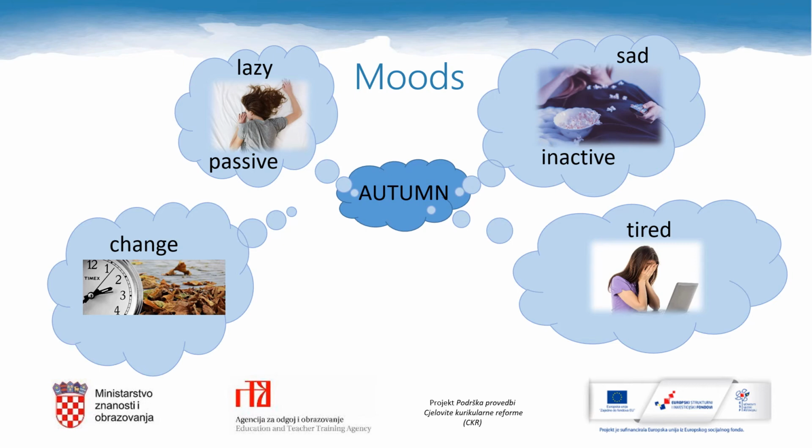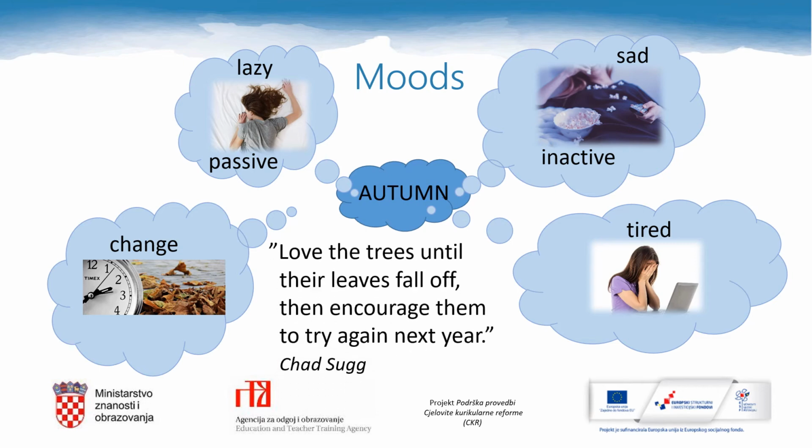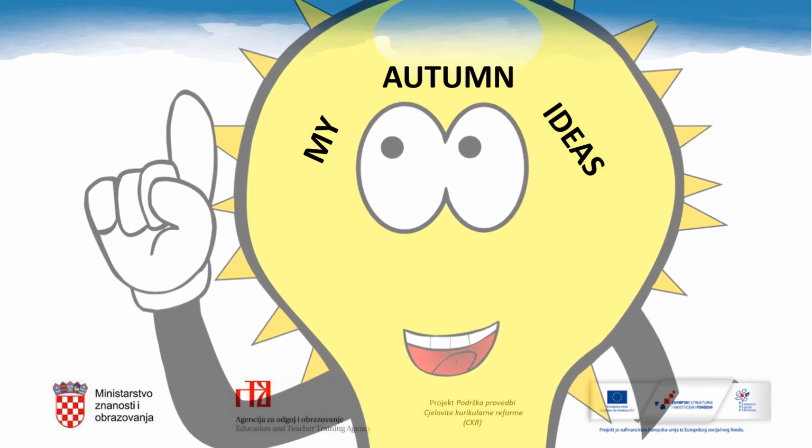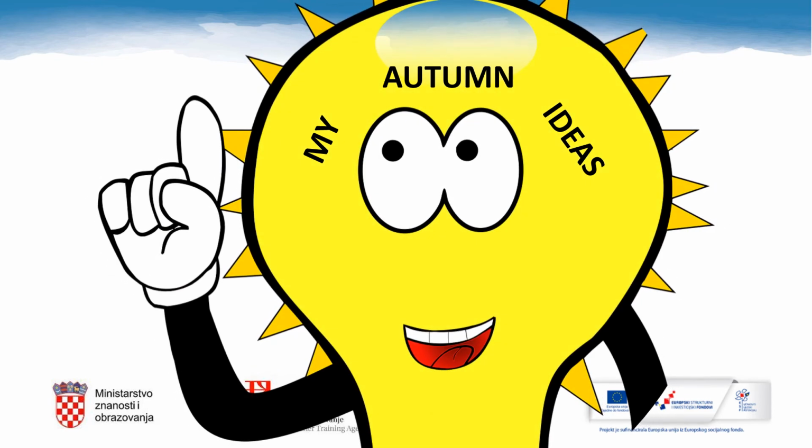But there is a motivational saying by Taslak: love the trees until their leaves fall off, then encourage them to try again next year. So this period with shorter days will pass, and a new spring with longer days will come. Therefore, we should stay positive and look forward to brighter days. Now write the new words in your notebooks. You can pause the video lesson anytime you like. Now your time again. It's your time to write all your ideas that have to do with autumn. Please, take your pencil and write your ideas in your notebook. Good luck.